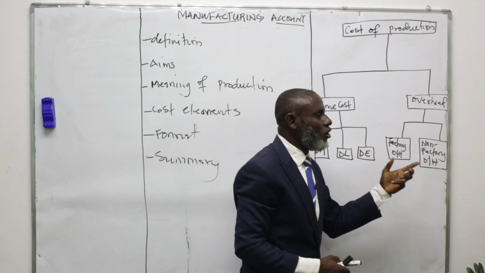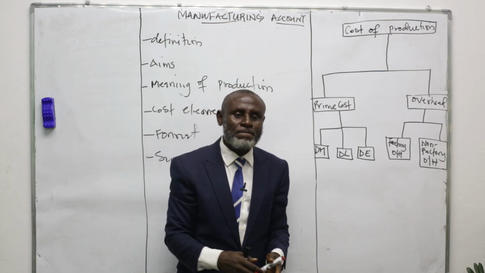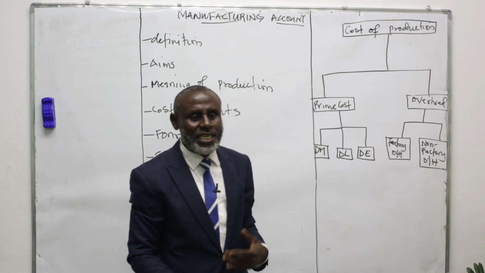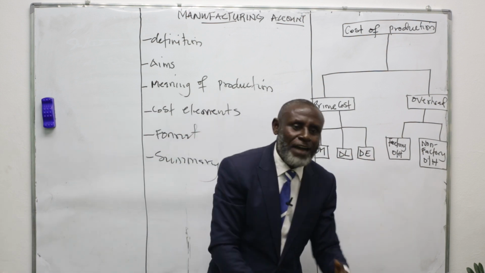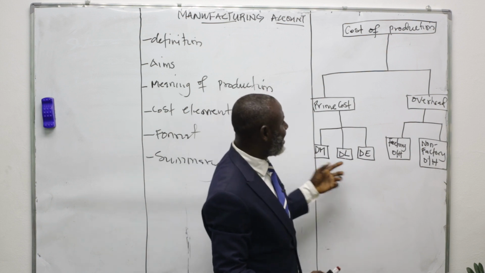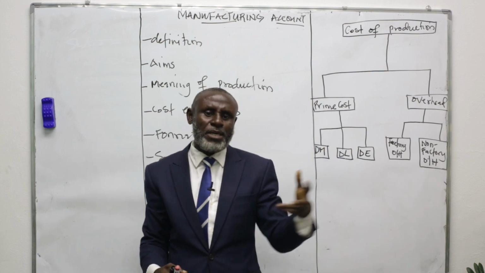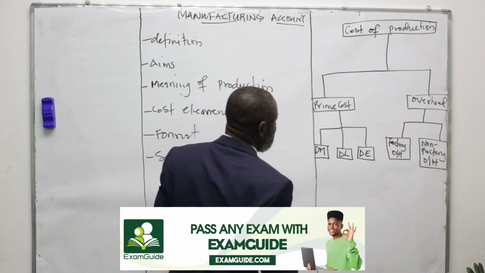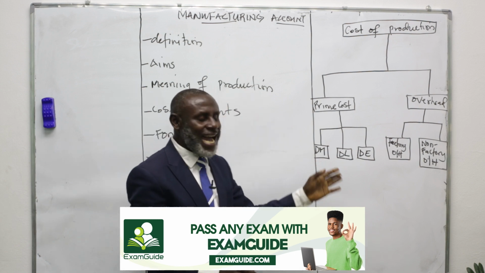But factory overhead or overhead generally are those costs or expenses incurred in the factory that cannot be directly traceable to the units produced in the factory. That is to say, whether you incur this cost or you don't incur this cost, it will have nothing to do with the units produced in the factory. So it's important to note that these cost elements are categorized based on their direct influence or traceability to the unit produced.